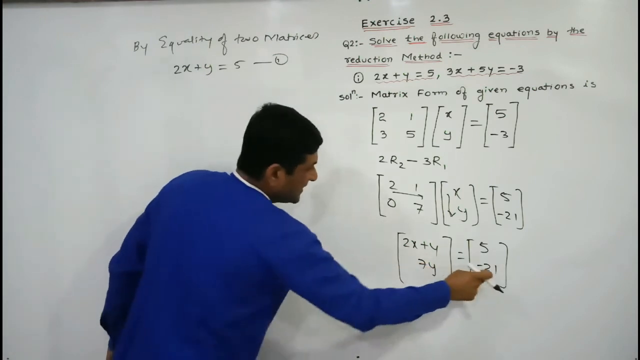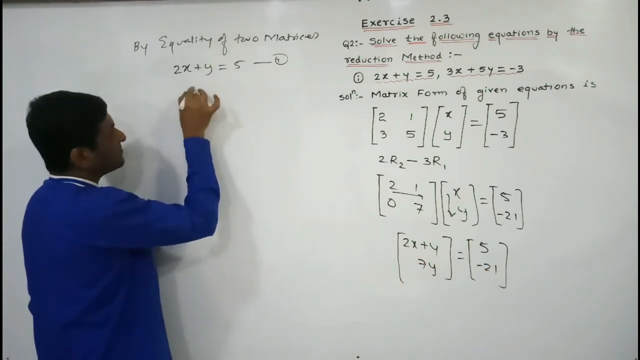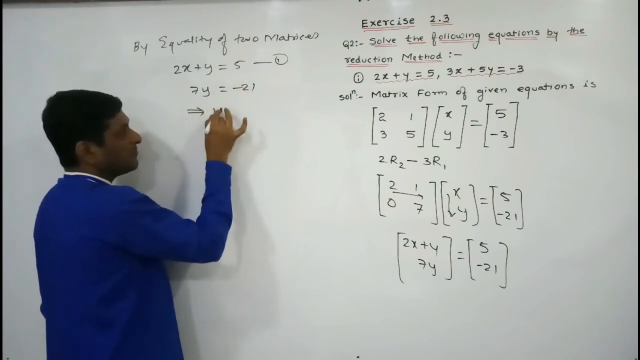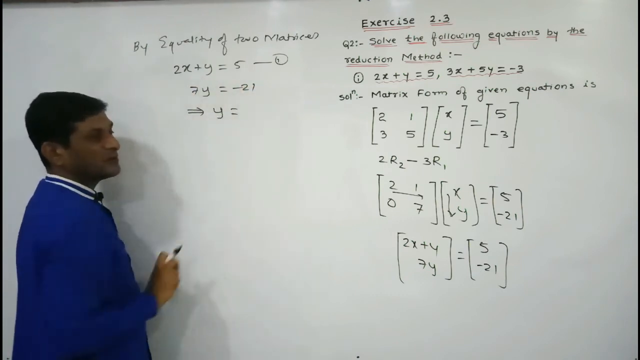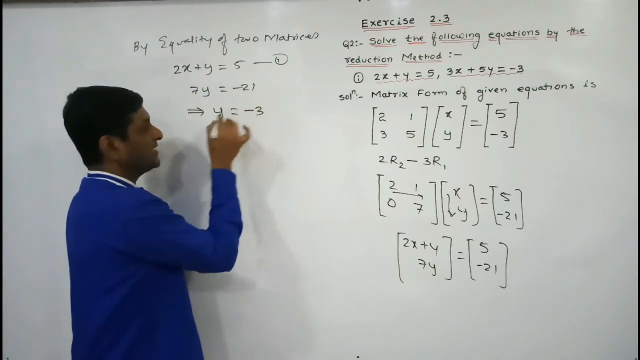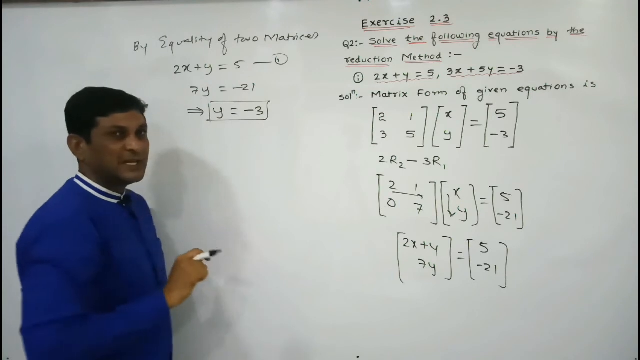And what result are we getting? 7y is equal to minus 21, which implies that y is equal to minus 21 divided by 7, as 7 gets divided on this side, which will be equal to minus 3. In this way we have got the value of y.